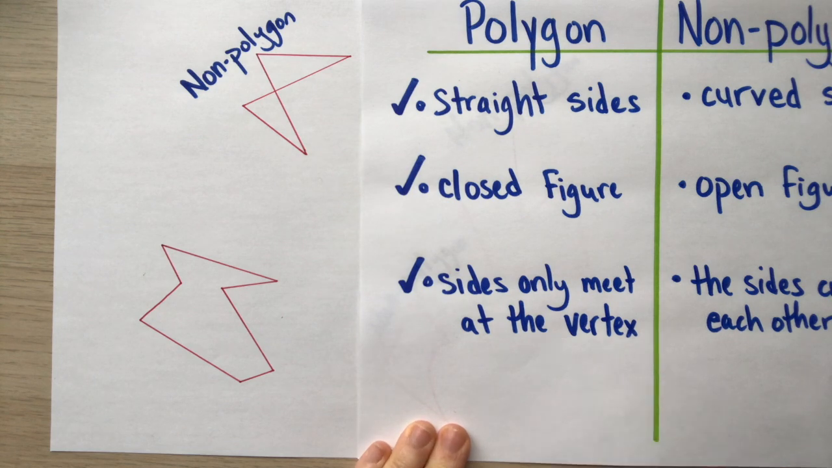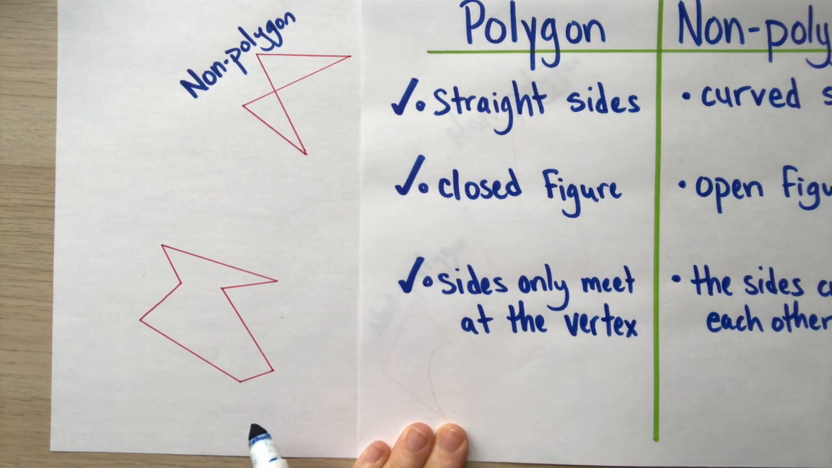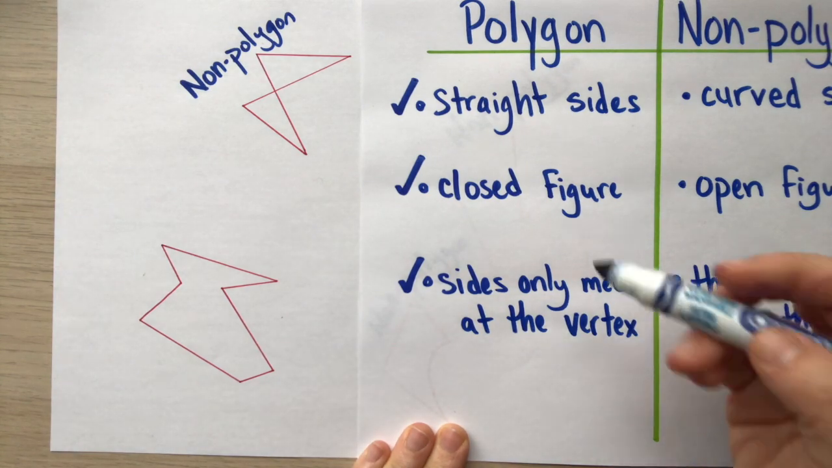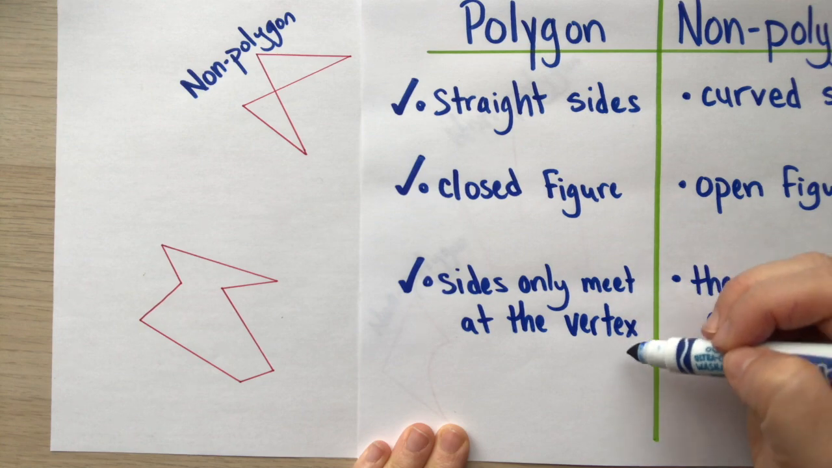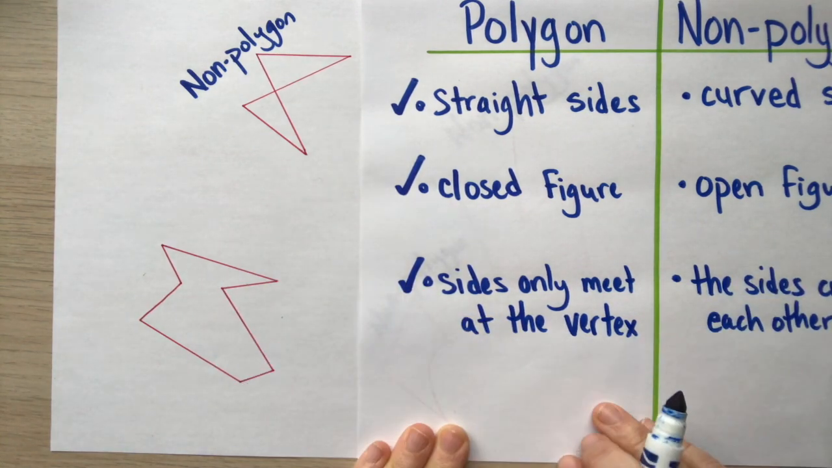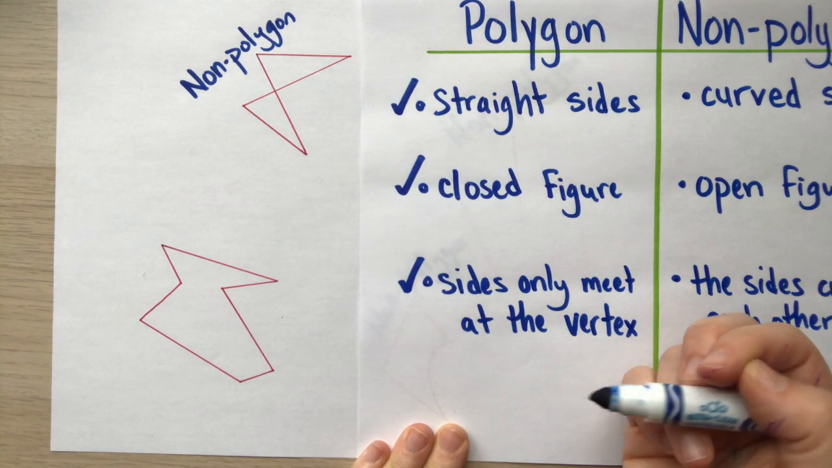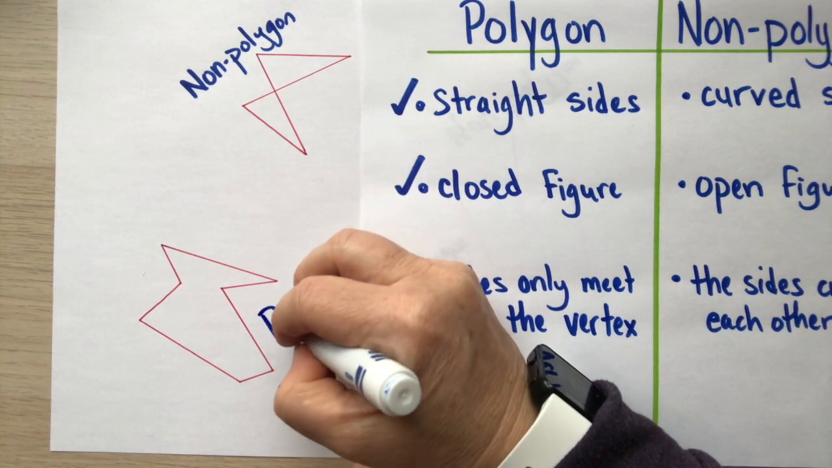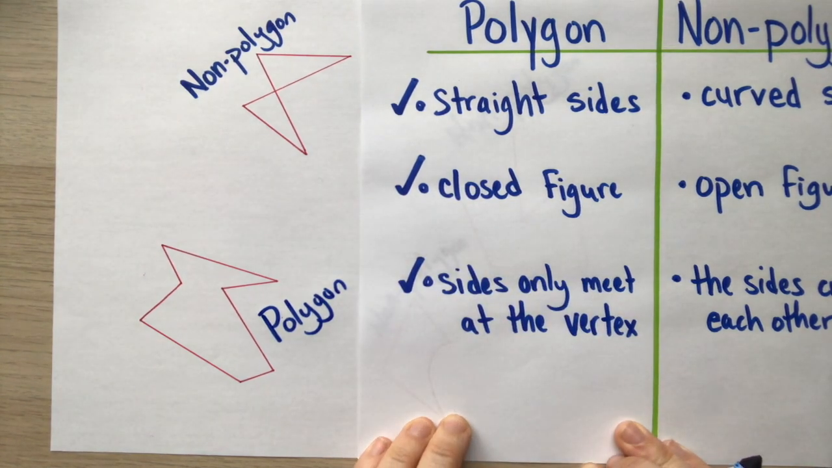Now let's take a look at this one. Straight sides? Yes, all the sides are straight. Closed figure? Yes. Sides only meet at the vertex? Yes. So this shape, even though it's a bit funny looking, is classified as a polygon.